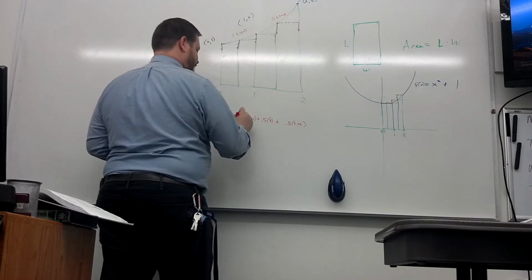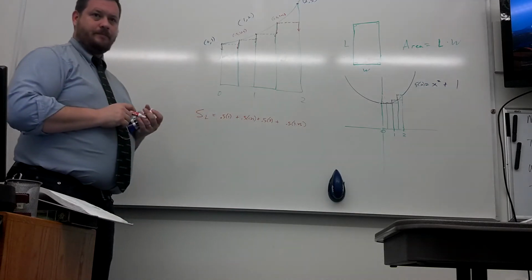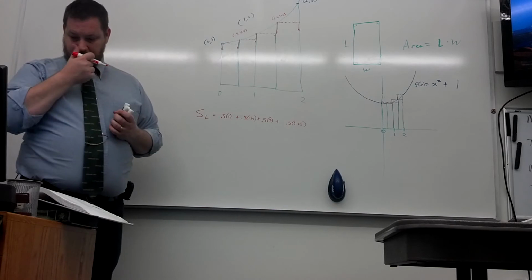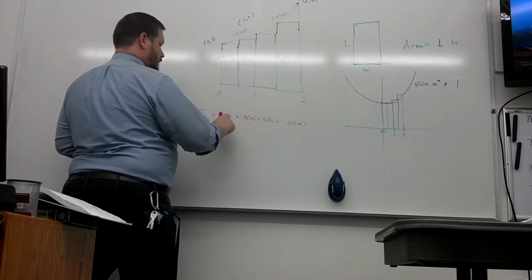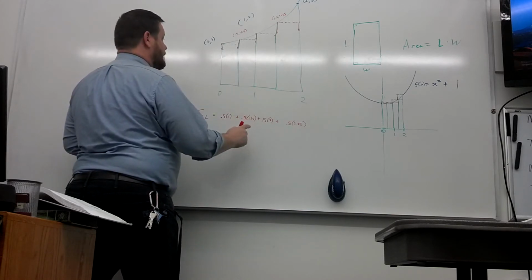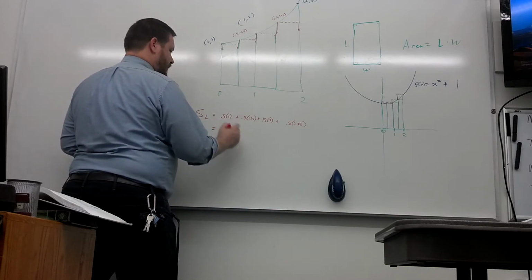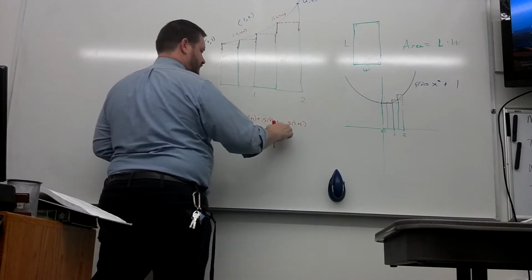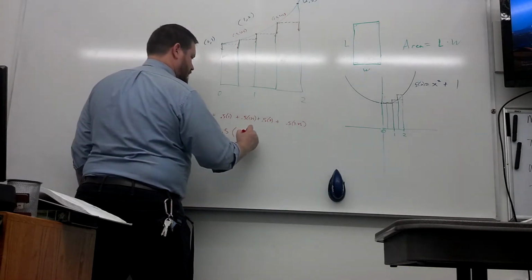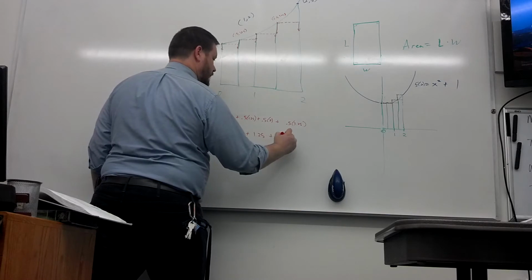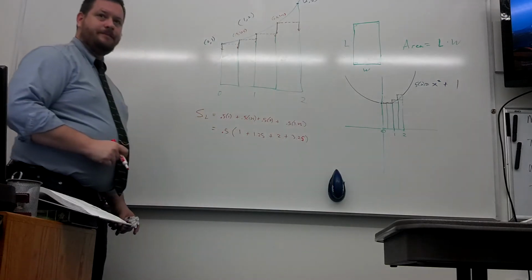And so if we add all these up, we are going to get what's called a lower sum. And by the way, notice it's 0.5 times this, plus 0.5 times this, plus 0.5 times this, plus 0.5 times this. I can factor out 0.5 from all that, right? Yes, you can. So I'm going to have 0.5 times 1 plus 1.25 plus 2 plus 3.25. That's pretty neat.